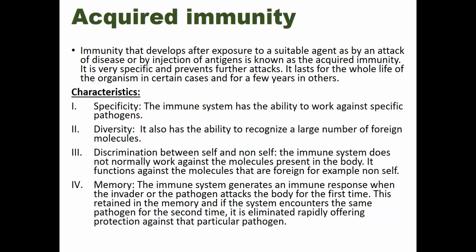Okay, and the fourth characteristic of the acquired immunity is the memory. The acquired immune system can generate an immune response when the invader or the pathogen attacks the body for the first time. And then after the first attack, they can create memory cells. As a result, when a second attack takes place, they can easily identify them and eliminate them very rapidly.